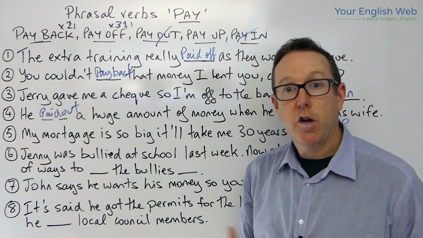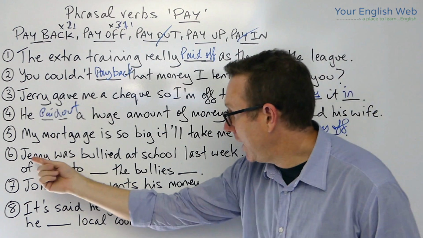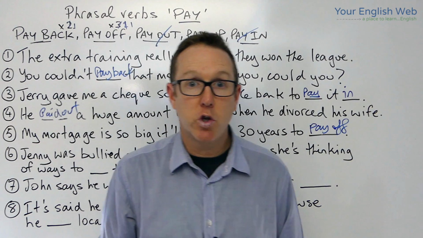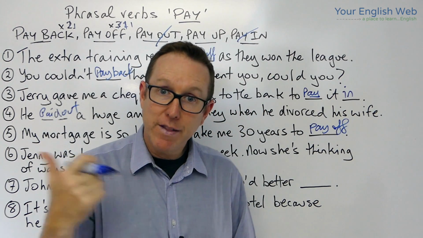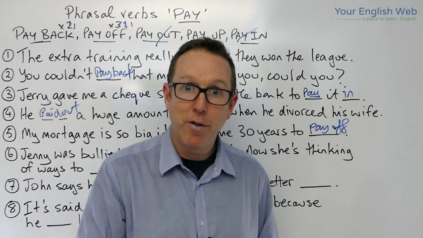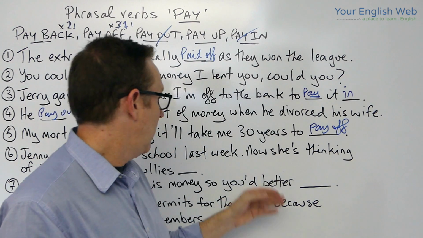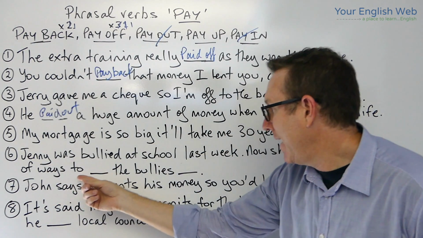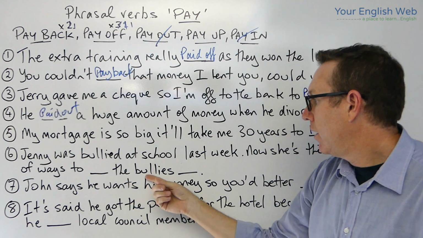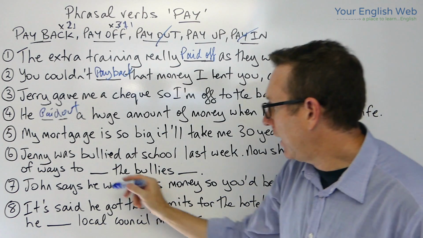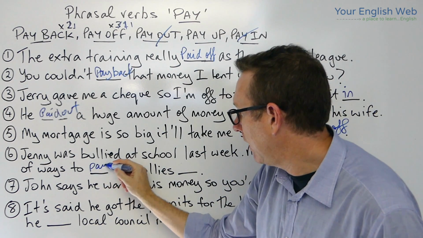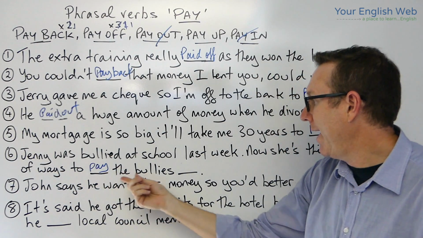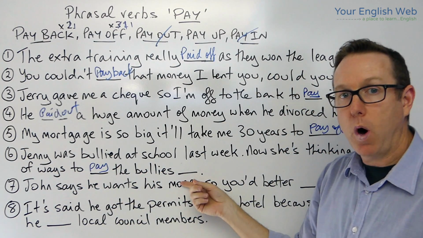All right. So the next one, number 6. Jenny was bullied at school last week. Okay, she was bullied at school. Some other children were picking on her. They were bullying her. Now she's thinking of ways to the bullies. Okay, so here we need to put pay. So she's thinking of ways to pay the bullies what?